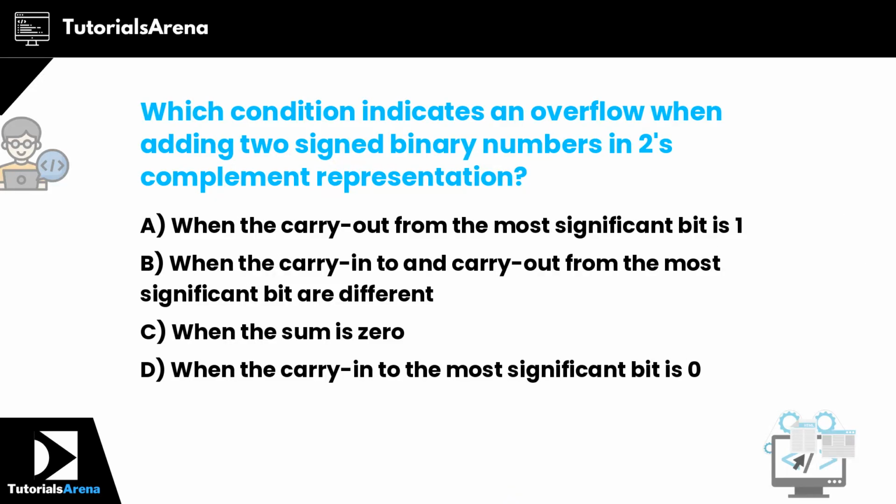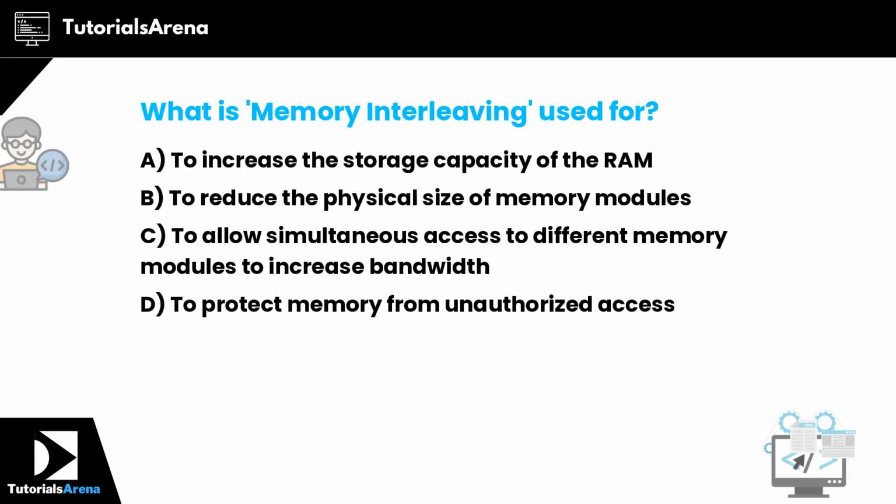Which condition indicates an overflow when adding two signed binary numbers in 2's complement representation? The correct answer is option B, when the carry into and carry out from the most significant bit are different. What is memory interleaving used for? The correct answer is option C, to allow simultaneous access to different memory modules to increase bandwidth.